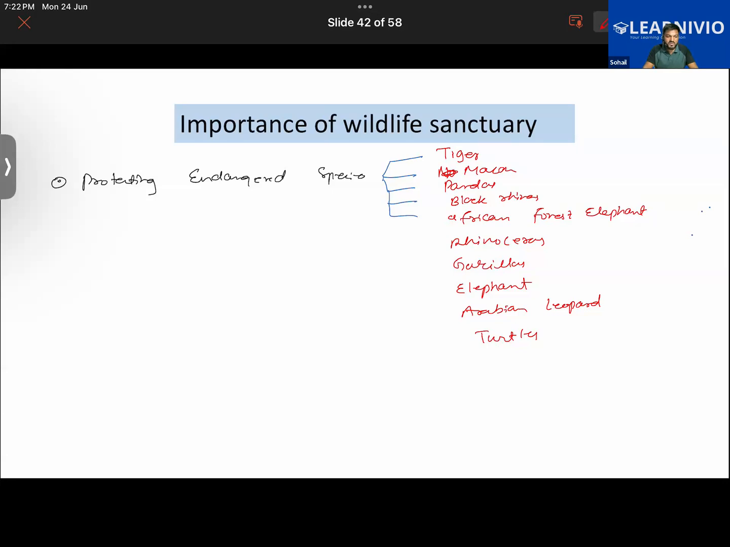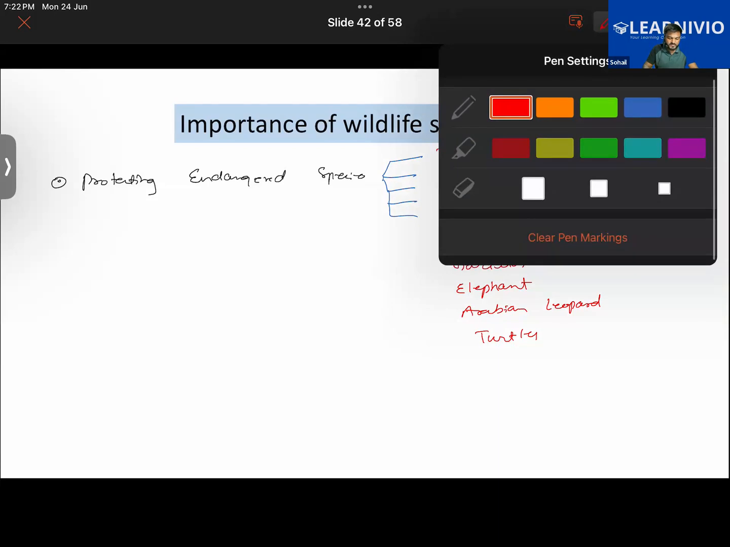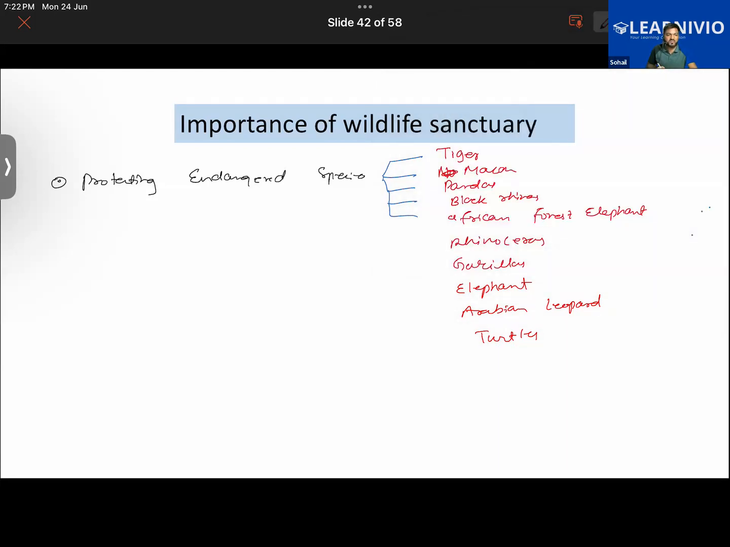Now, I was talking about the importance of biosphere reserves. It is helping us in protecting the endangered species. Furthermore, the wildlife sanctuaries have some other rules also, like supporting research in certain cases. It's not that scientists are not permitted to go there. Scientists can go there, although not unescorted. They have to be escorted by the forest guards. So they help in research purposes as well.